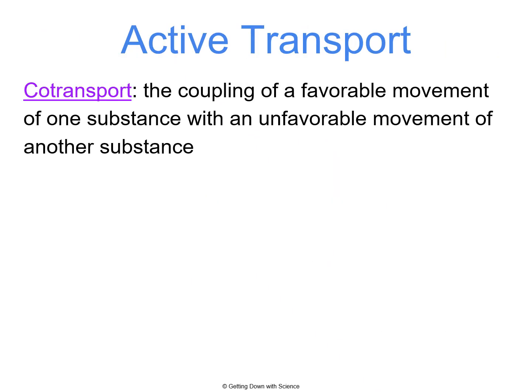All right, so let's talk about this last type of active transport, which is co-transport. So co-transport suggests that two molecules are being transported at the same time. However, they're being transported in different directions. So one is going against the concentration gradient and one is going within the concentration gradient. So co-transport is the coupling of a favorable movement of one substance with the unfavorable movement of another substance.